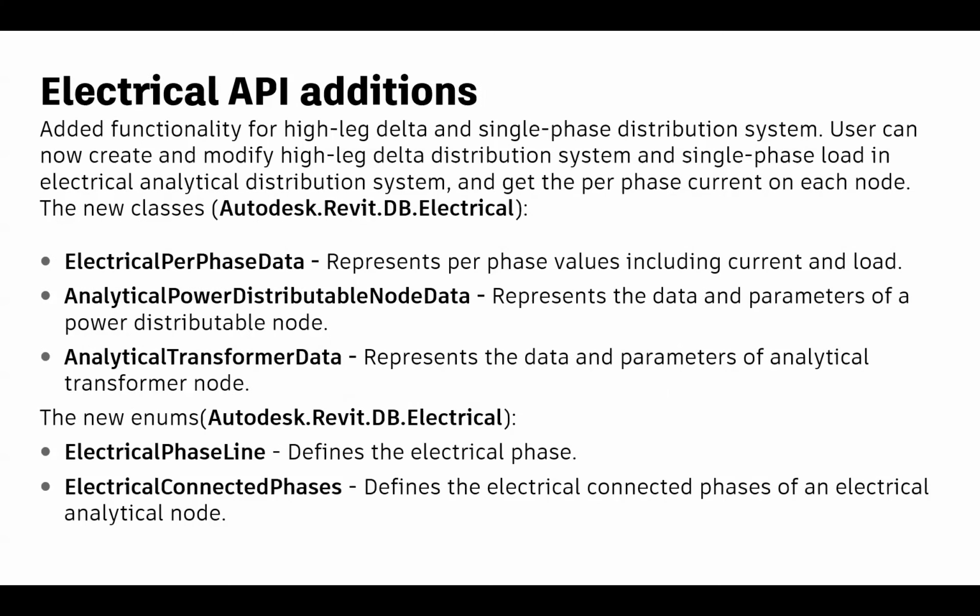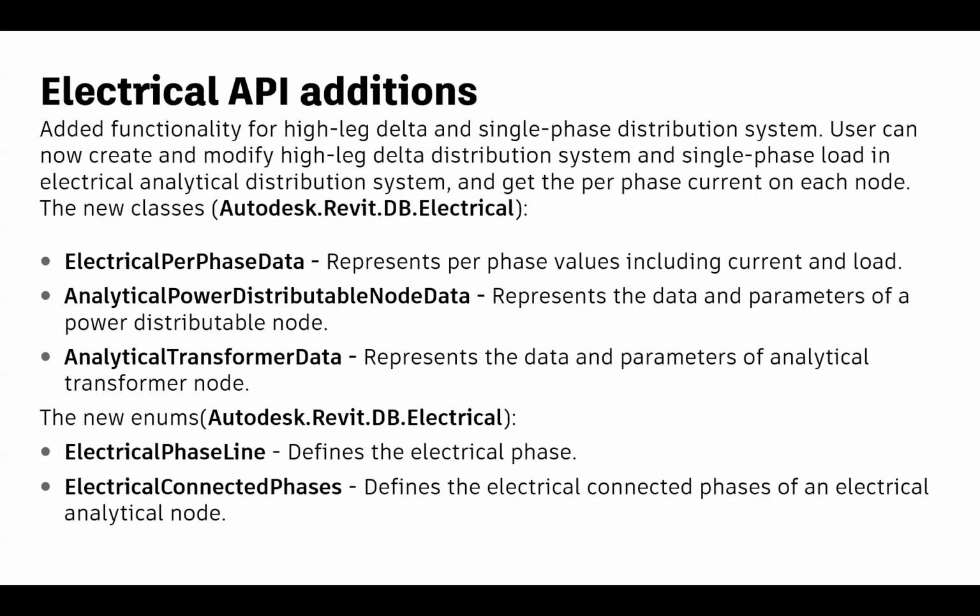A lot of electrical API additions, again, as I mentioned before. We added functionality for high leg, delta, and single phase distribution systems. A user can now create and modify high leg delta distribution system and single phase load in electrical analytical distribution system and get the per phase current on each node.